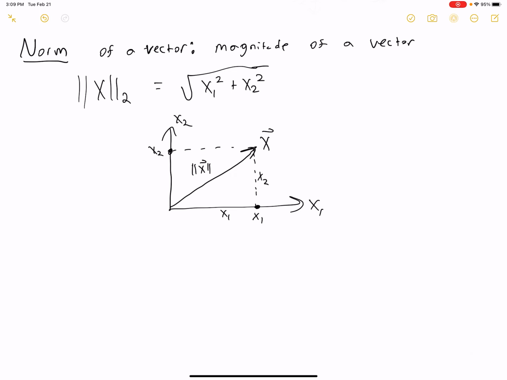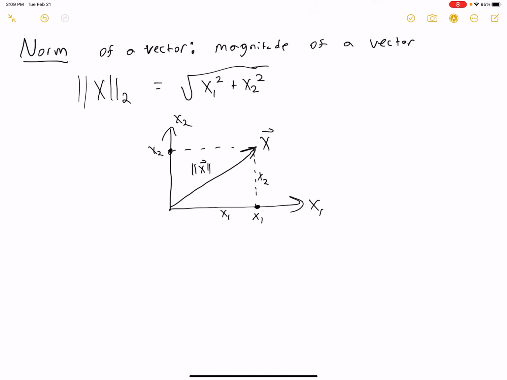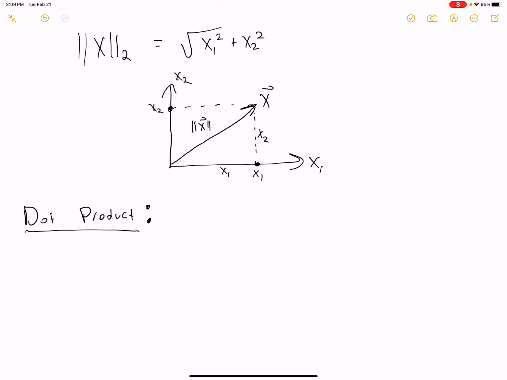We have dot products. There are many types of products in linear algebra, and we don't care about all of them in machine learning. You might have heard of the cross product. Not so interesting in machine learning, but the dot product is.